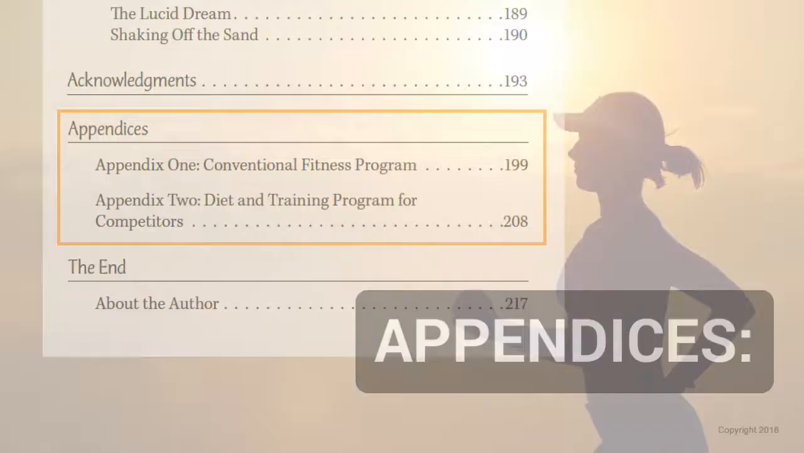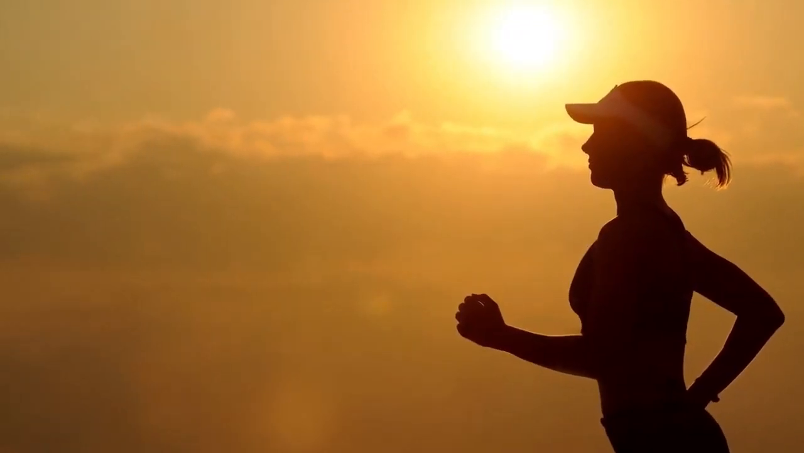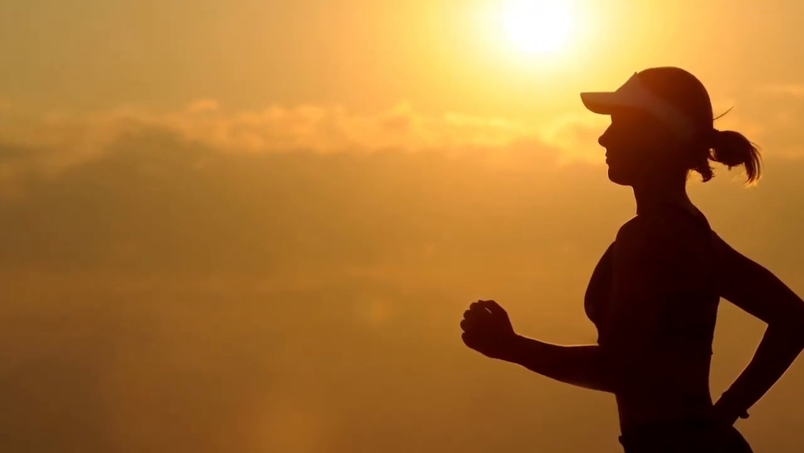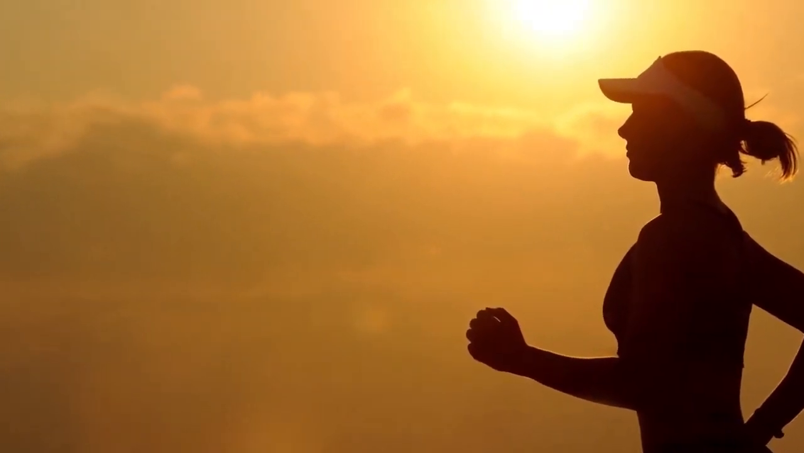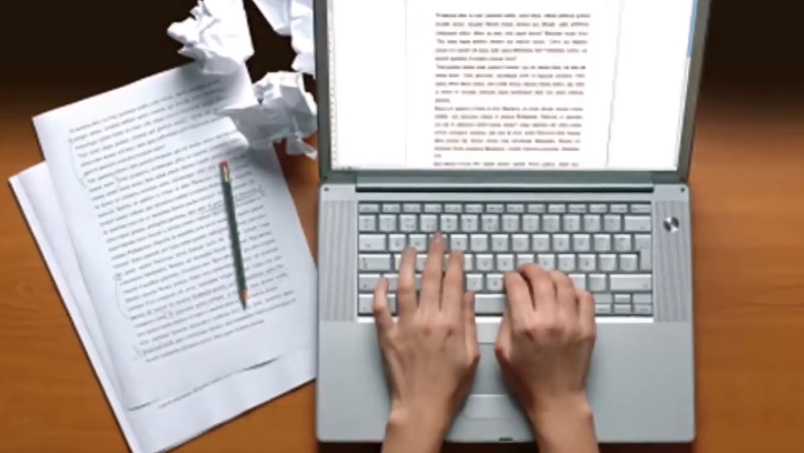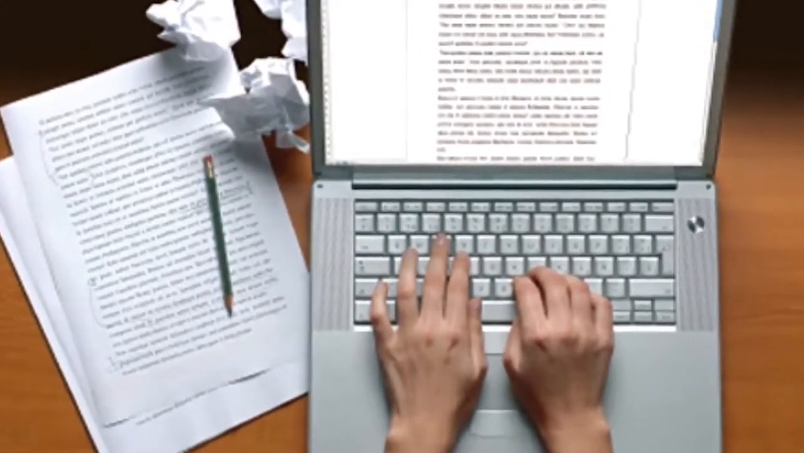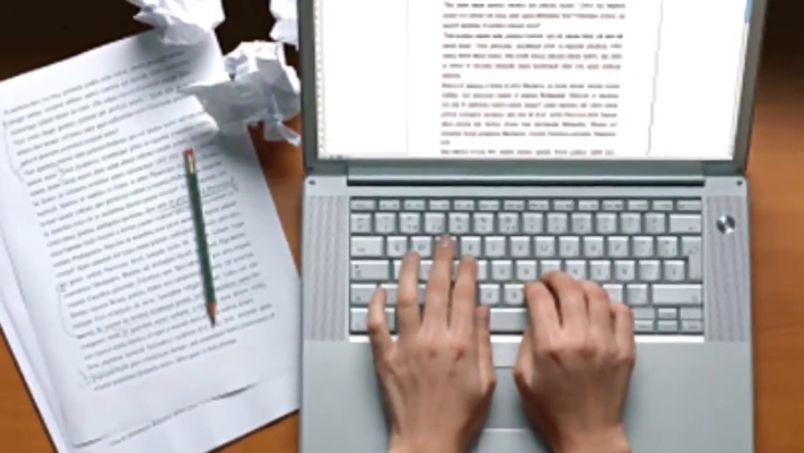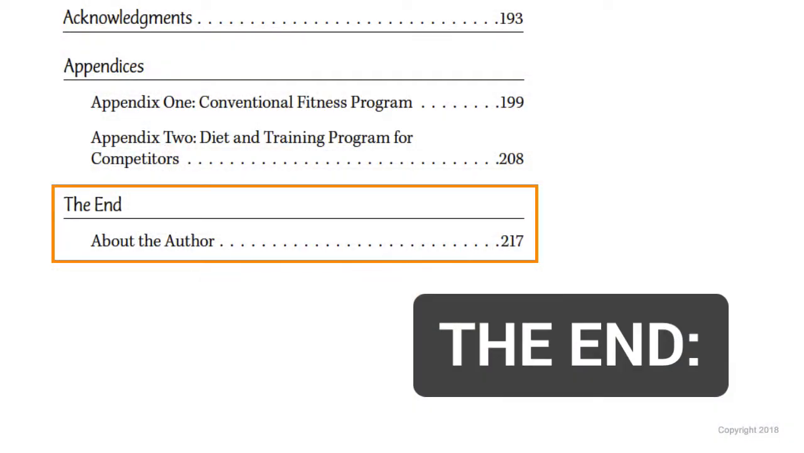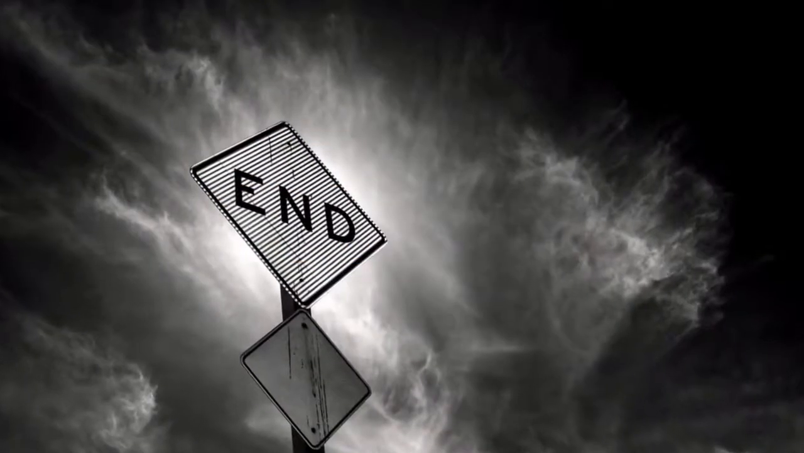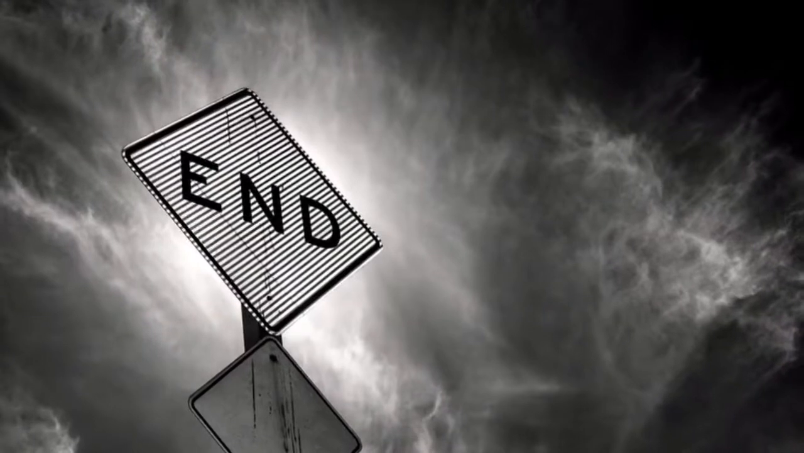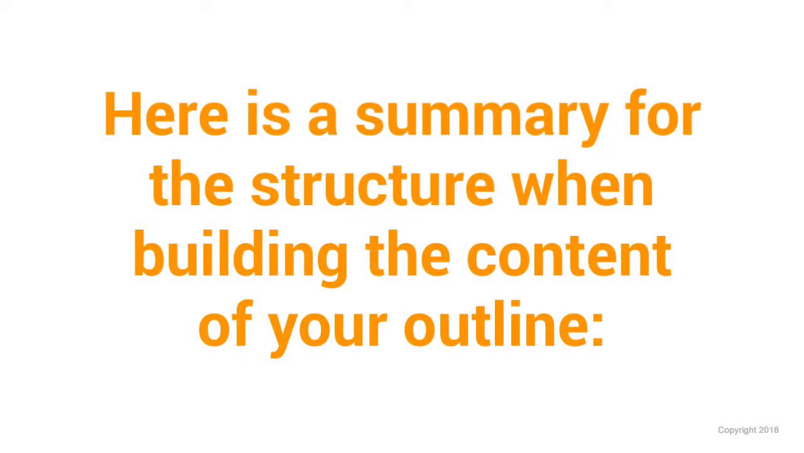Appendices. I included this section because I wanted to share some specific methods, training, and diet for achieving physical fitness. However, I didn't want these methods to appear as relevant as the other content in my book. The end. This wording simply stays this way, although you might write a phrase or a personal quote below it, and I did.